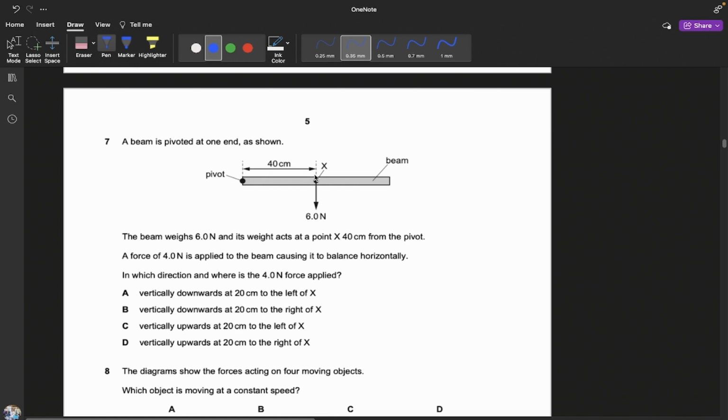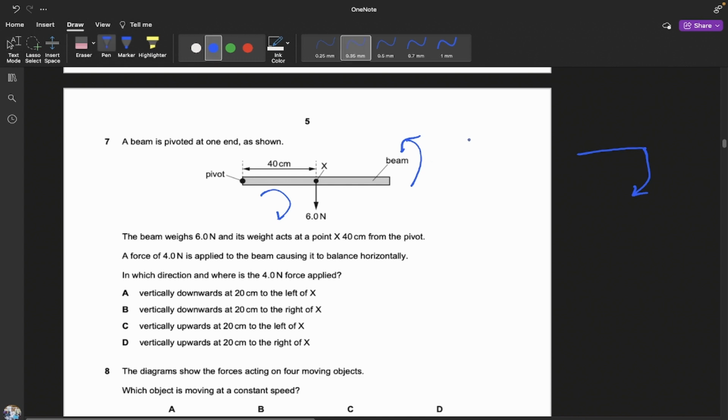You can easily say that if something is trying to move in this direction, you need to give a force in the opposite direction to balance it. So you can definitely say that the 4 newton force should be given in the upwards direction. I'm telling you a way to predict the answer. It should be given in the upward direction.